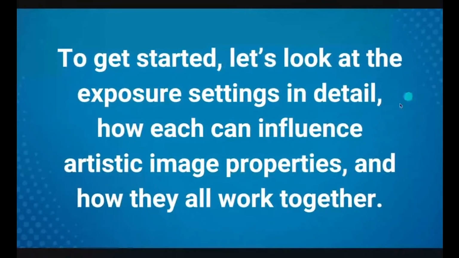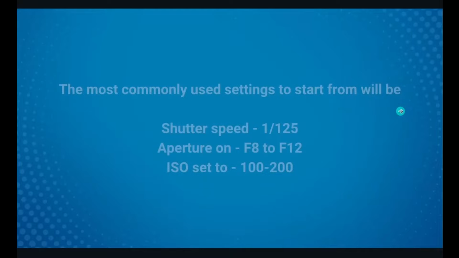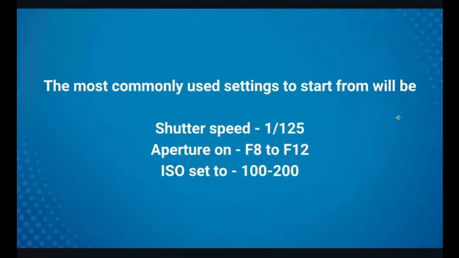So to get started, let's look at the exposure settings in detail, how each can influence artistic image properties and how they all work together. To start with, the most commonly used settings will be a shutter speed of 1/125, aperture anywhere between f8 and f12, and ISO set to 100 to 200. And this is something that's mostly used in daylight sunshine photography. The only time you would need to change the aperture or shutter speed to a higher value is if it's really bright and you're using manual mode with a flash, then it can vary quite a bit.